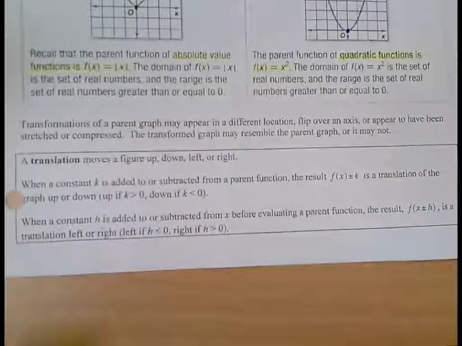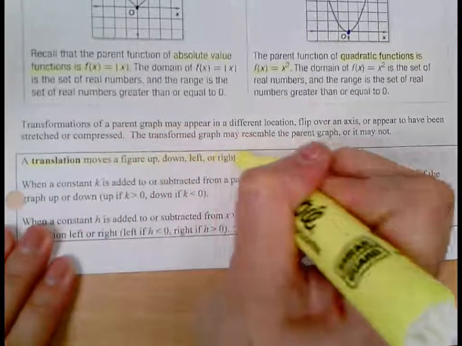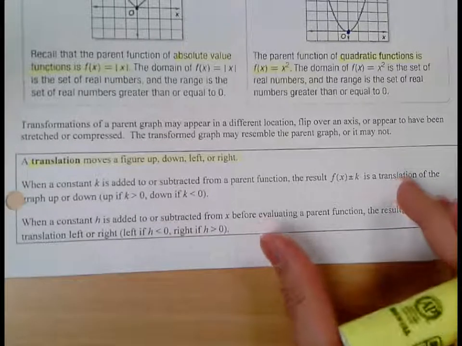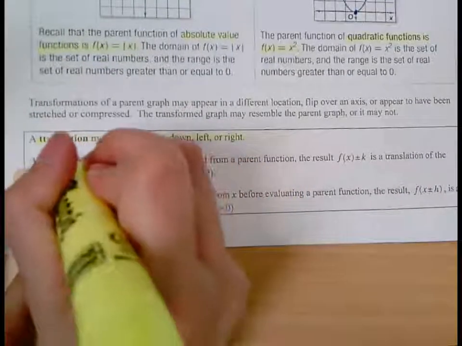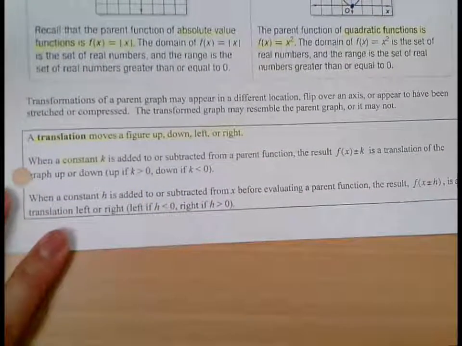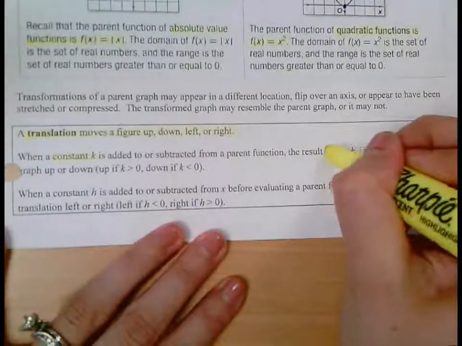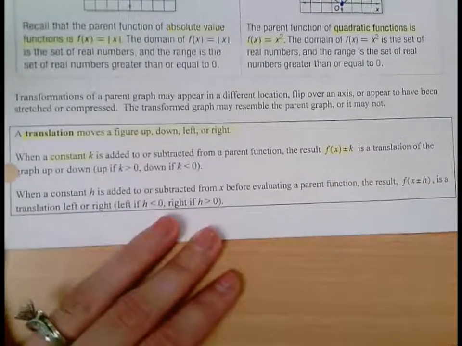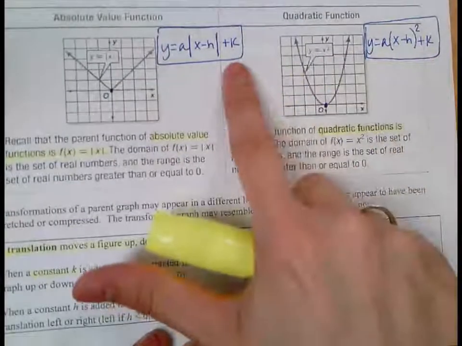We're first going to talk about translations. That's in this first box here. A translation moves a figure or a graph either up, down, left, or right. So this is going to be looking at the h and the k values. So when a constant k is added to or subtracted from a parent function, the result, they write this in function notation, all this is showing is the plus or minus k is outside of the function away from the x. So just like in our formulas, it's added or subtracted from the end.